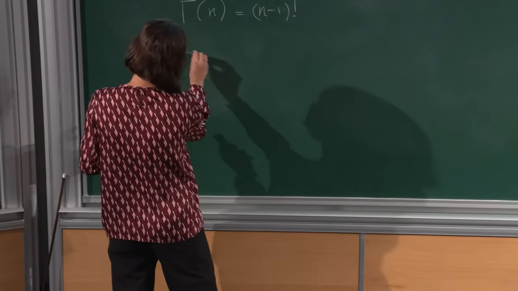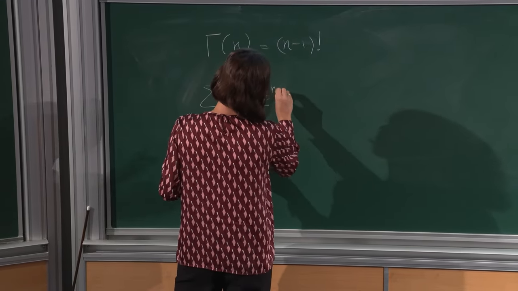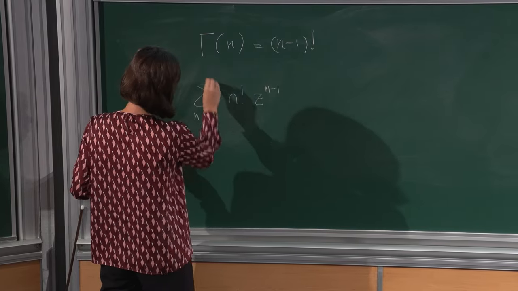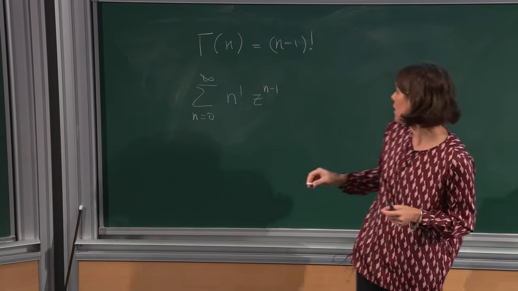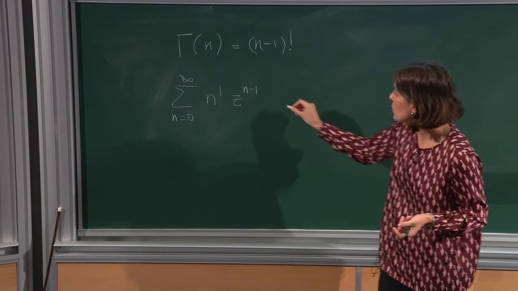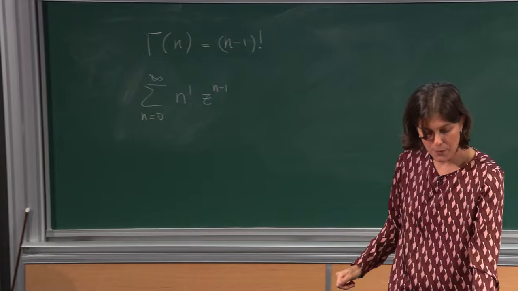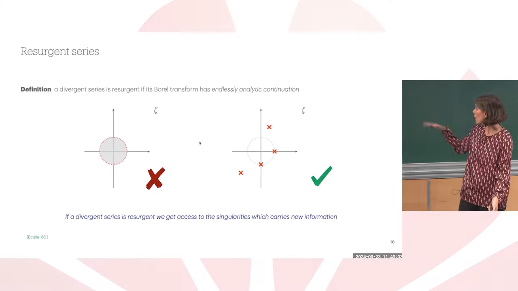And you can even start from the series I was writing before. We have already seen this is resurgent because it has only one singularity, but you can try to modify it so that it is going to be stuck in the disk and you cannot extend it.